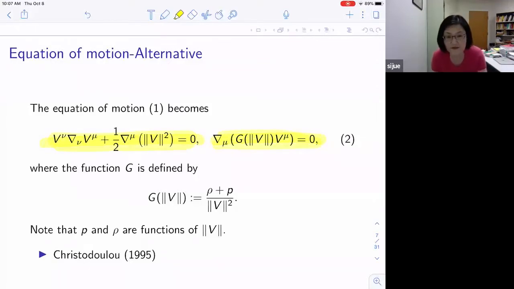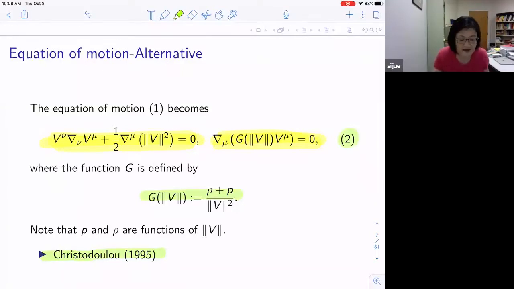conservation of the particle current. Now this function g is derived to satisfy this. In fact, this is really easy to check, and the derivation of this we find in the paper of Christodoulou of 95. So this equation 2 is very important for us.